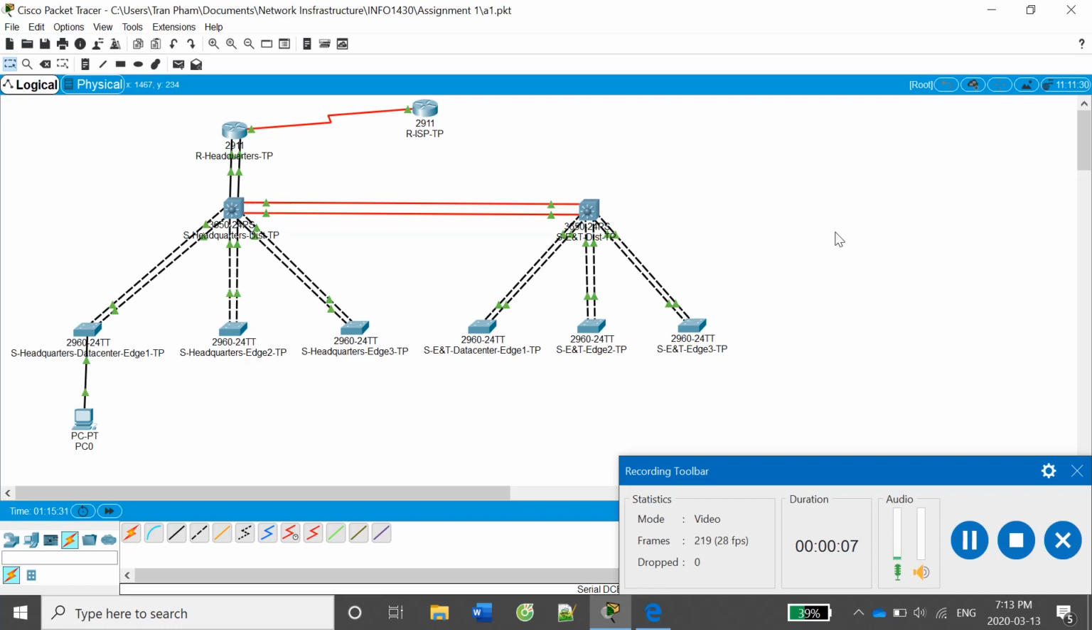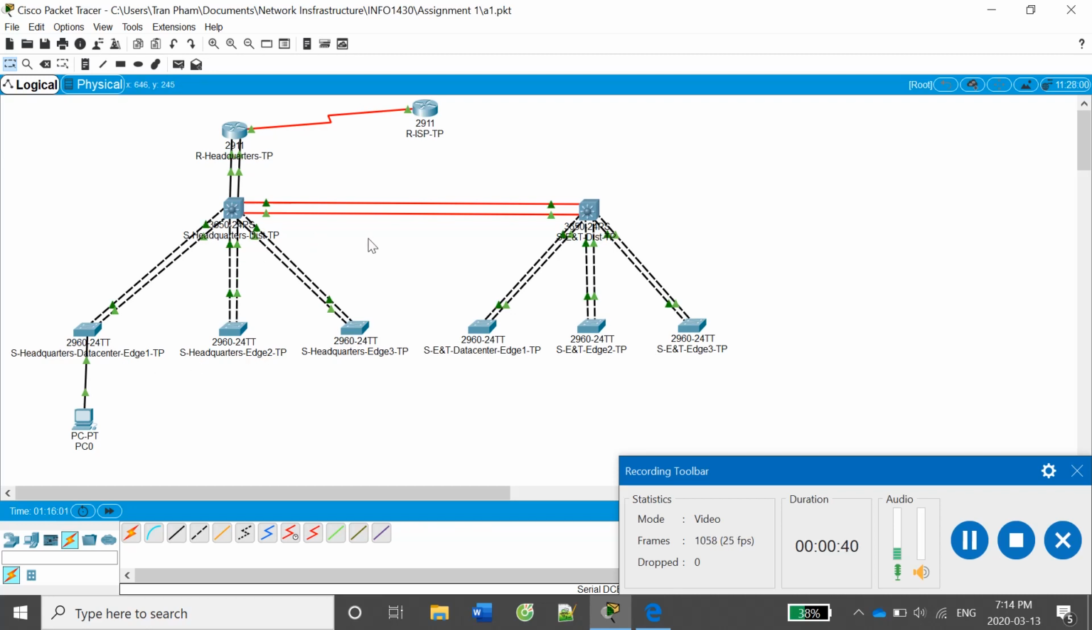Task 1, build a topology. Here is my topology. I divided it into two halves because it includes two buildings. The left half is the business headquarters building, and the right half is the engineering and test building. Each building has one distribution and three edge switches, one for the data center.